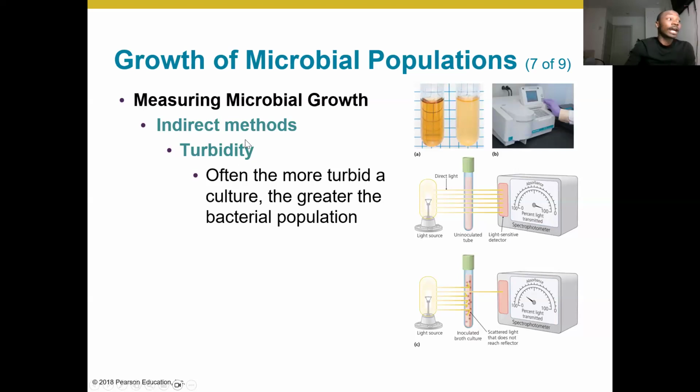One of the indirect methods to measure microbial growth would be turbidity. Turbidity, an indirect method to measure microbial growth, is just measuring the amount of light that can go through this tube.